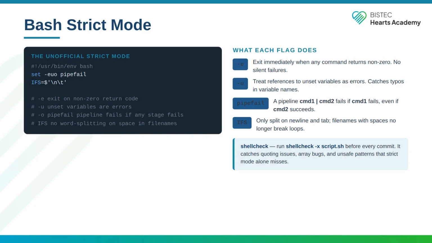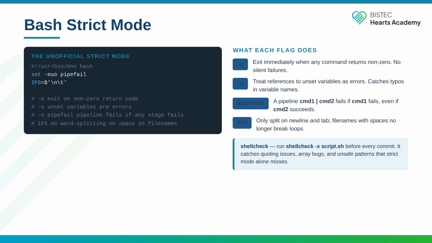Every serious bash script should start with 3 flags. Set -e exits immediately on any error. Set -u treats unset variables as errors. A missing variable becomes a failure, not an empty string that causes subtle bugs downstream.